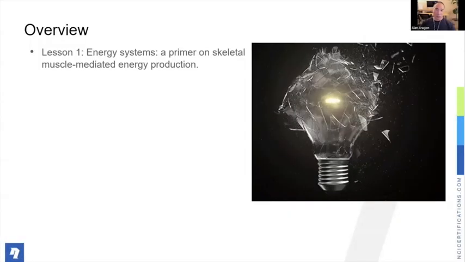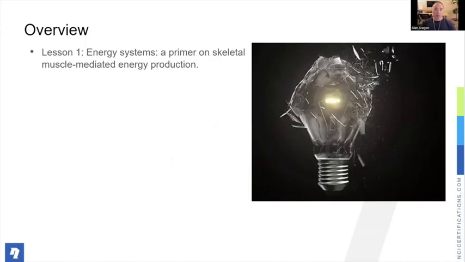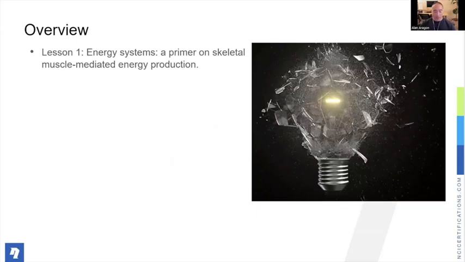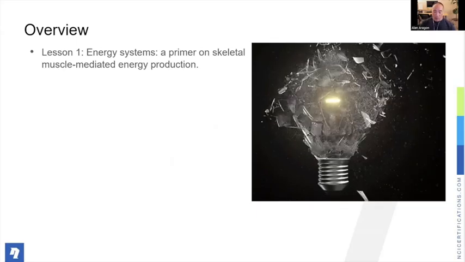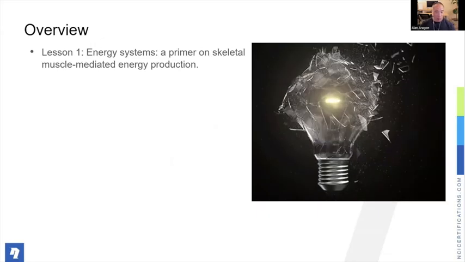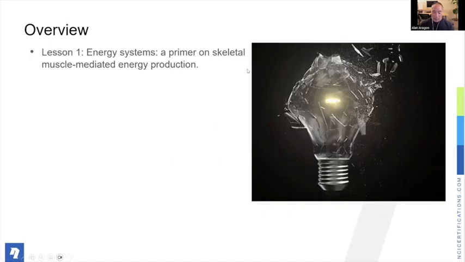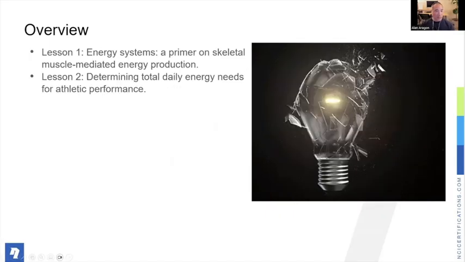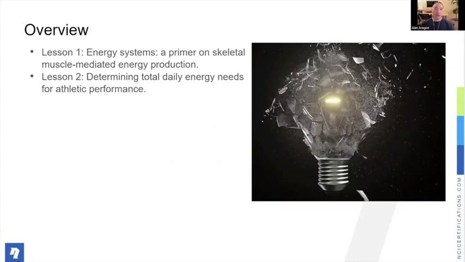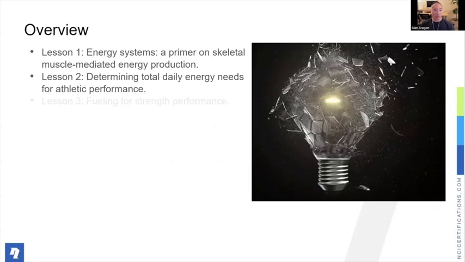Hello and welcome to the module on dietary programming for optimizing athletic performance. In this module, we'll first look at energy systems, and that is the ATP producing energy pathways of the body that are dictated largely through skeletal muscle and the intensity at which we're working, as well as the fuel reserves available. Lesson 2, we're going to look at how to determine total daily energy requirements for athletic performance.